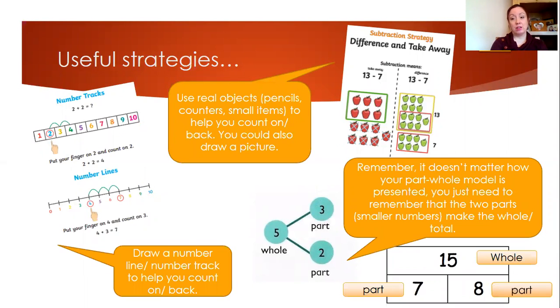Useful strategies. Don't forget you can use number lines, number tracks, and a ruler is a good example of a number line. If you've got one of those at home, you can count on and count back. You can also draw pictures to help you work things out. You could also use real objects, and we do use cubes quite a lot in school. You probably haven't got those at home, but you might have pencils that you could use. You might have small toys that you could use, even screwed up pieces of paper that you can use as real objects to help you practically count and work out your answers. And then also don't forget those part-whole models that show you the 2 numbers that make a whole number.